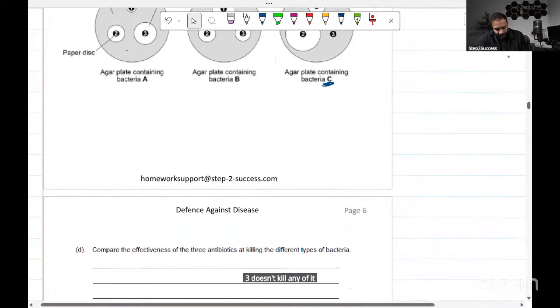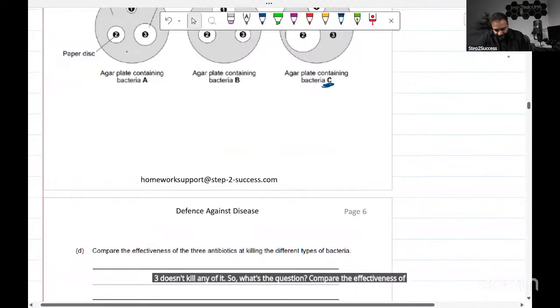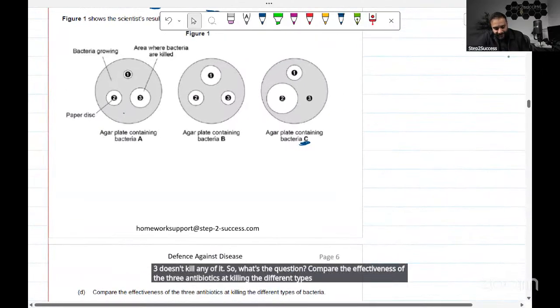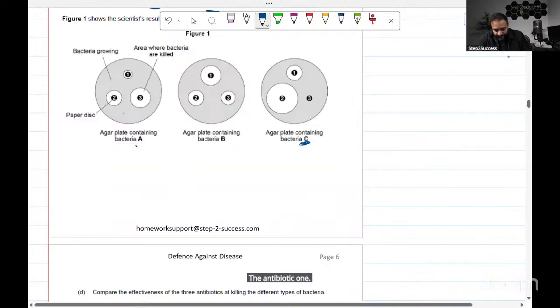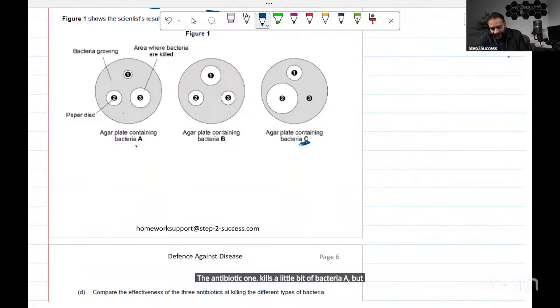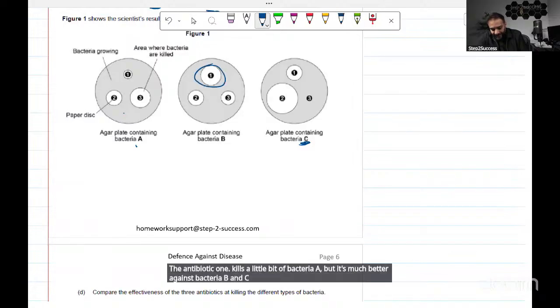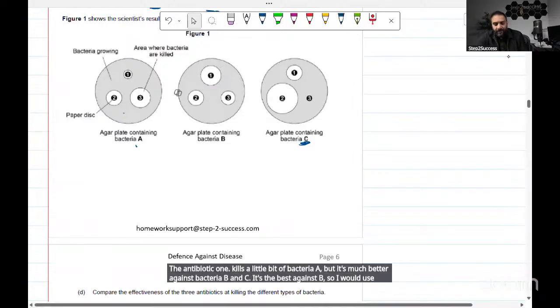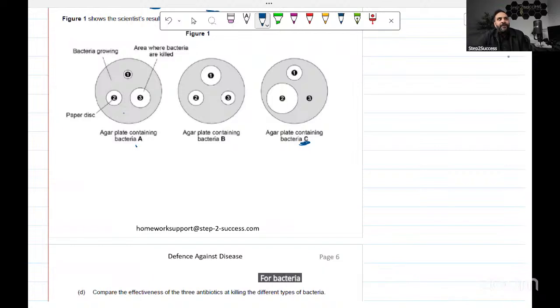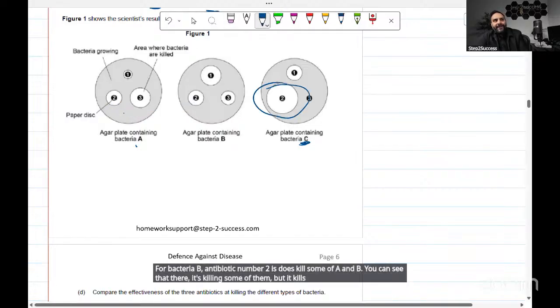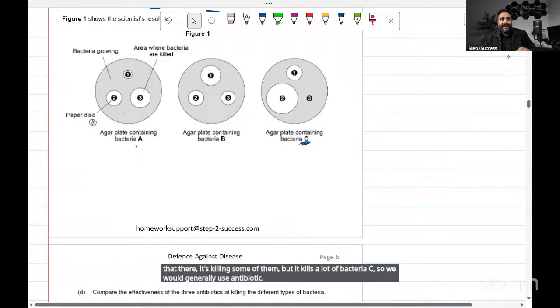So, what's the question? Compare the effectiveness of the three antibiotics at killing the different types of bacteria. I'd explain that antibiotic one kills a little bit of bacteria A, but it's much better against bacteria B and C. It's the best against B, so I would use antibiotic one for bacteria B. Antibiotic number two does kill some of A and B. You can see that there, it's killing some of them, but it kills a lot of bacteria C. So we would generally use antibiotic two against bacteria C.